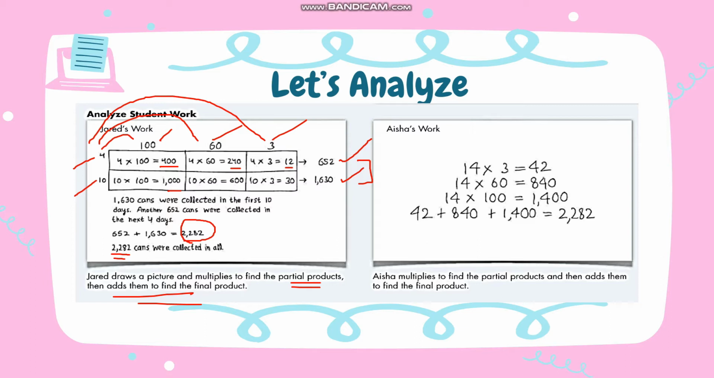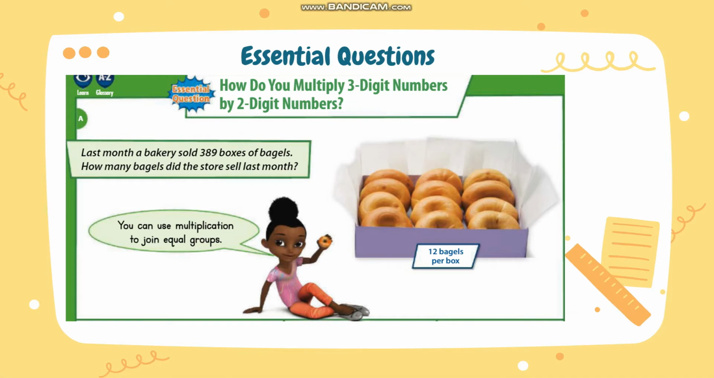For Aisha's work, Aisha multiplies to find the partial products and then adds them to find the final product. It's the same thing: 14 multiplied by 3, 14 multiplied by 60, and 14 multiplied by 100. Why? Because she breaks 163 into 160 and 3, and 14 is the same. So 14 multiplied by 3 is 42, 14 multiplied by 60 is 840, and 14 multiplied by 100 is 1400. Then add all the partial products, so the answer is 2282.